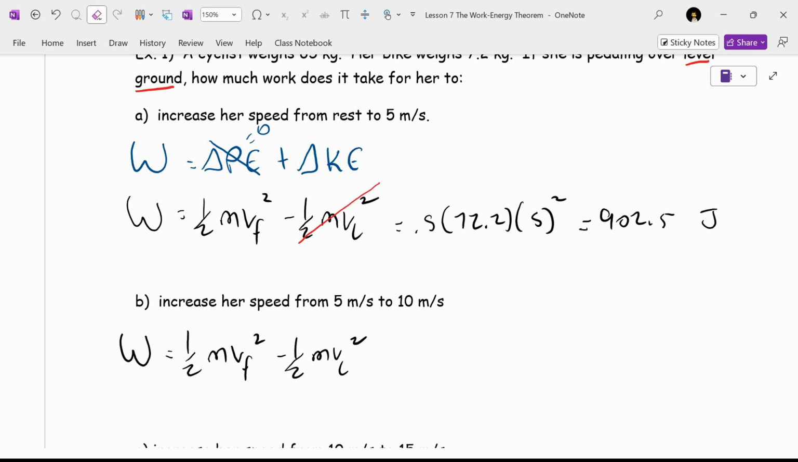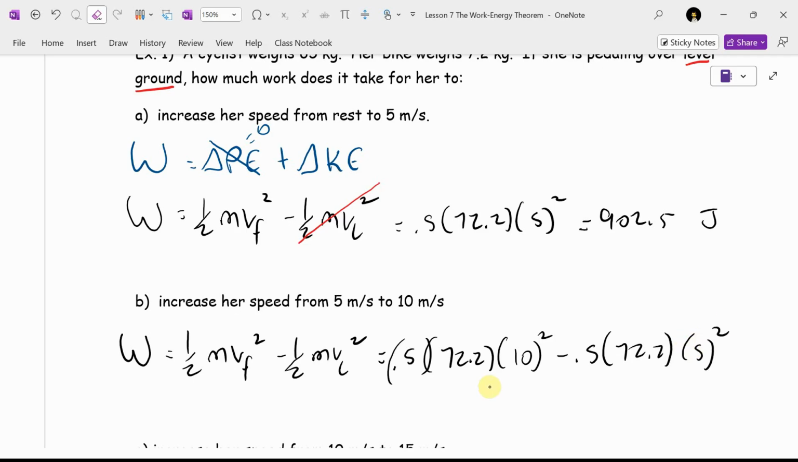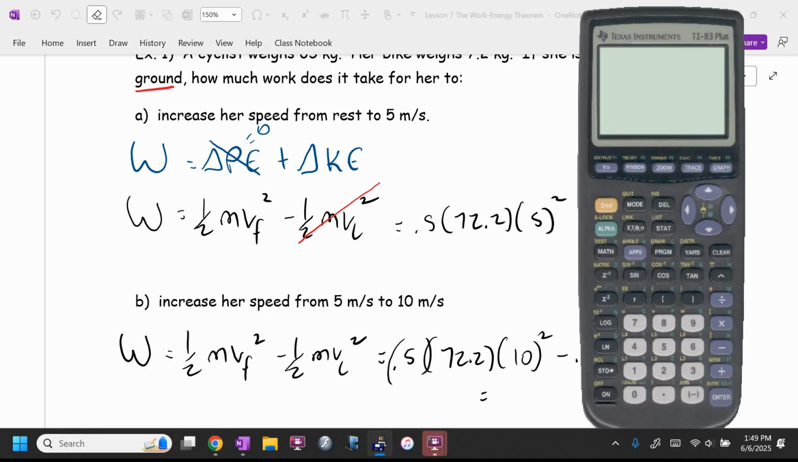It's almost the same, except v final is 10, and v initial is 5 in part B. Okay, still a 5 meter per second increase, but watch what happens when I go 0.5 times 72.2 times 10 squared minus 0.5 times 72.2 times 5 squared. You do not get 902.5. Can you all, every one of you, type this into your calculator? And in fact, I'm going to type this into my calculator as well. And bear with me for one moment in time.